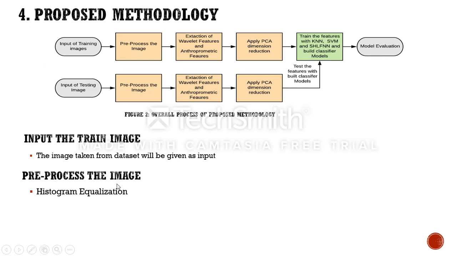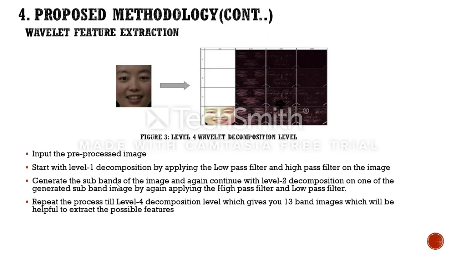First, the pre-processing is histogram equalization. If you have noise in the image, doing histogram equalization will give a proper image. Wavelet feature extraction, as I said, is totally based on intensity. From the level 1 decomposition, they will apply a low pass filter and a high pass filter on the image so that edge detection is obtained, and then by applying level 2 decomposition, still more information will be gathered.